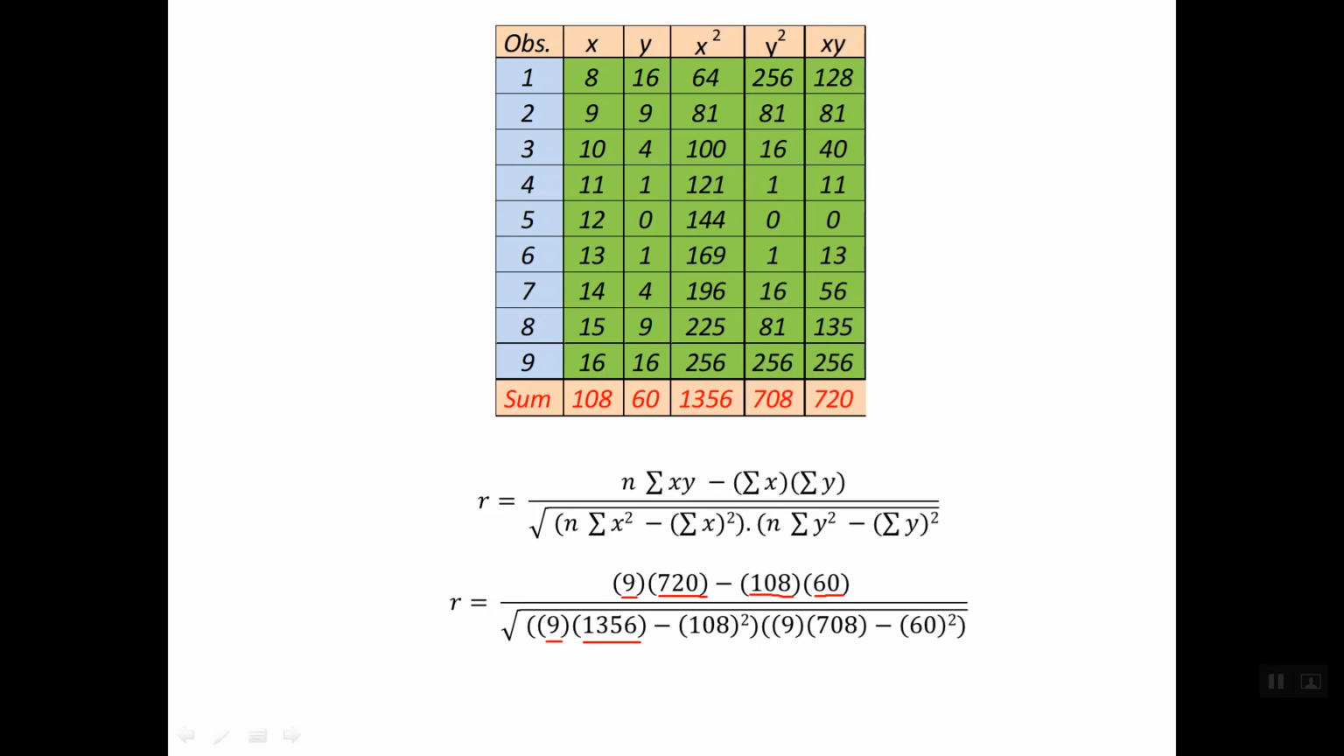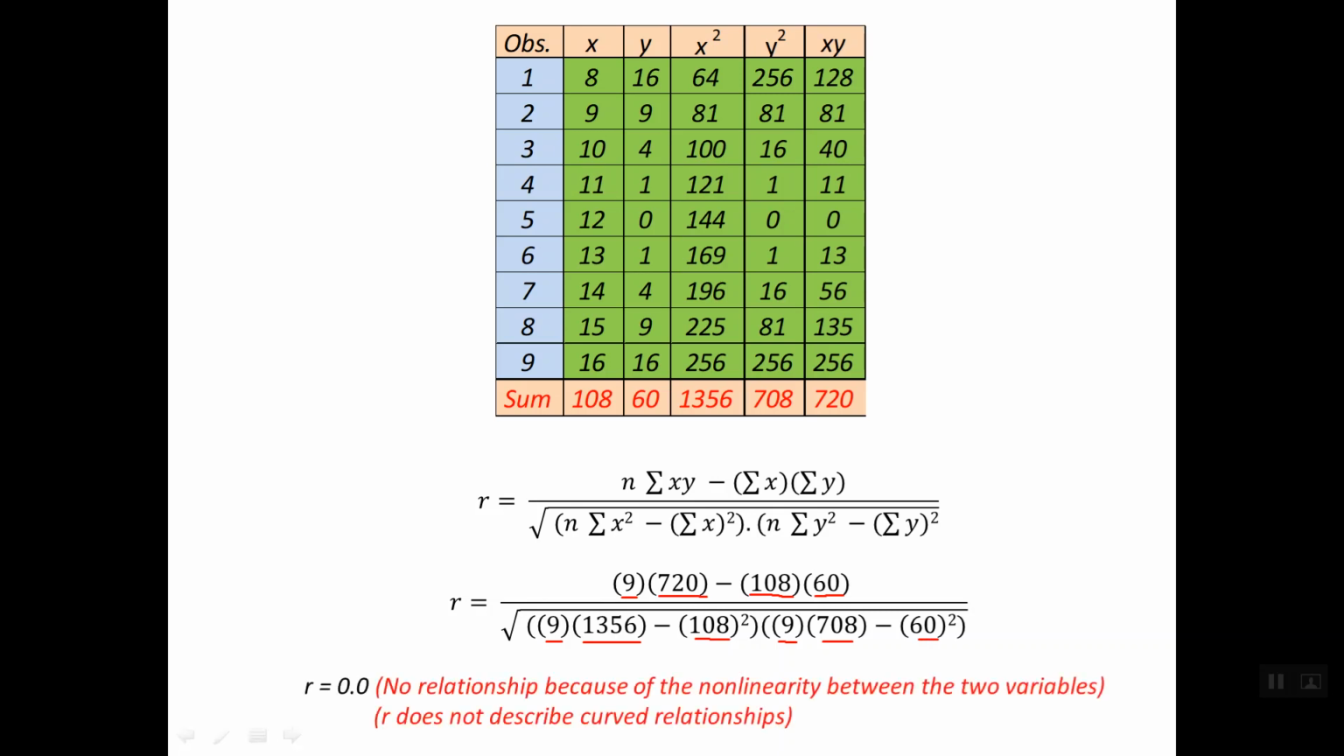This is the summation of x squared. This is the summation of x. We take the square. All of this is multiplied by n. This is the summation of y squared, and 60 is the summation of y. We square it and multiply by the first value. So we get a value of r to be 0.